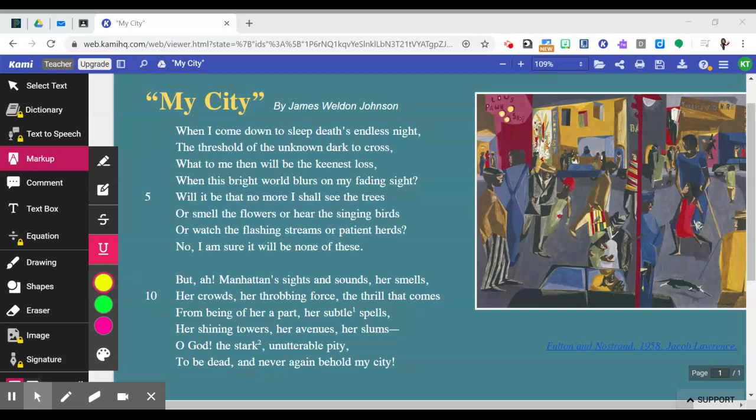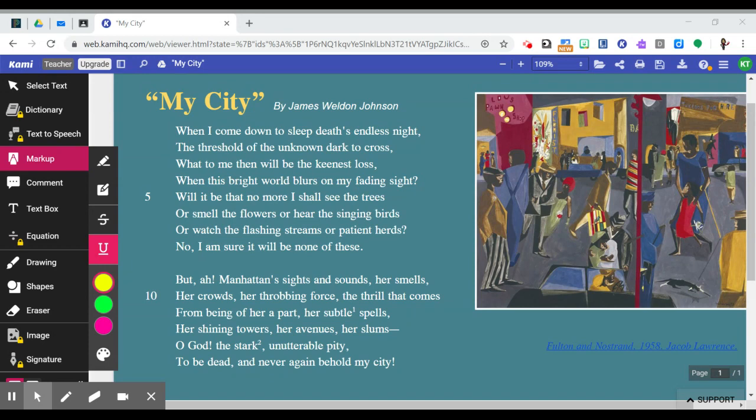Hi everyone. So this is just a quick follow-up analysis of the poem that you should have read at this point. I'm just going to do a basic cold read, and then I'm going to go back and analyze the poem. So, My City by James Weldon Johnson.